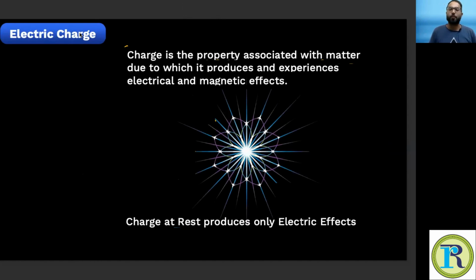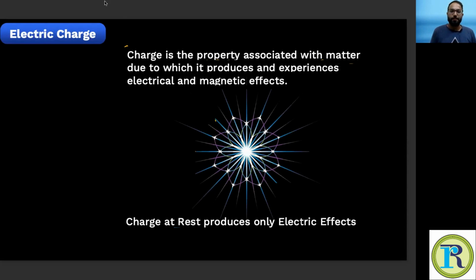Because of this property of matter, many times we can feel a force of attraction. For example, when you rub an ebonite rod or a glass rod with fur or a silk cloth, charge is induced on that rod. Why is that charge induced? What is the concept behind the induction of charges? We will talk about it later.